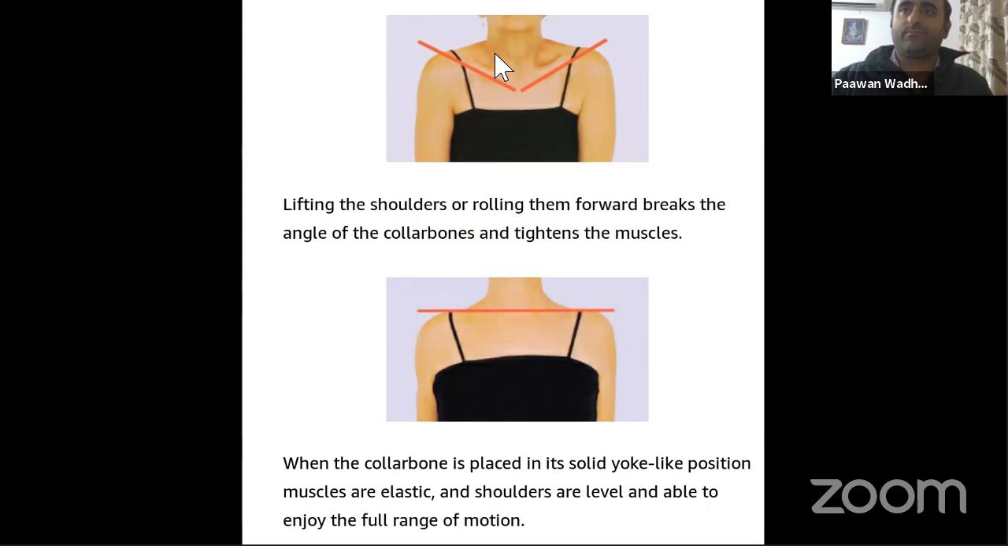Lifting the shoulders or rolling them forward like this breaks the angle of the collarbone and tightens the muscles. So if you lift the shoulders forwards and upwards, it will break the angle of the collarbone and tighten the muscle, and again you will have cervical issues. But when the collarbone is placed in its solid yoke-like position, like this, muscles are elastic and shoulders are level and able to enjoy the full range of motion.